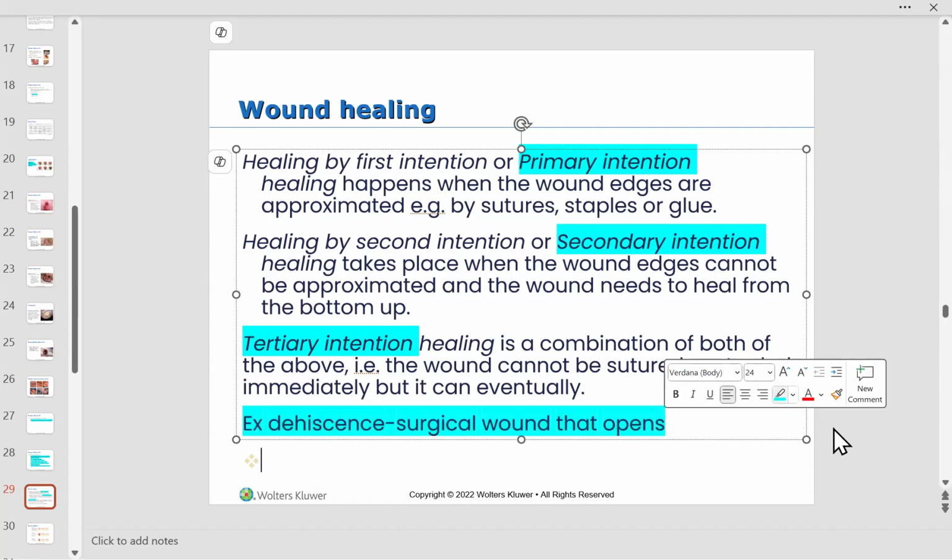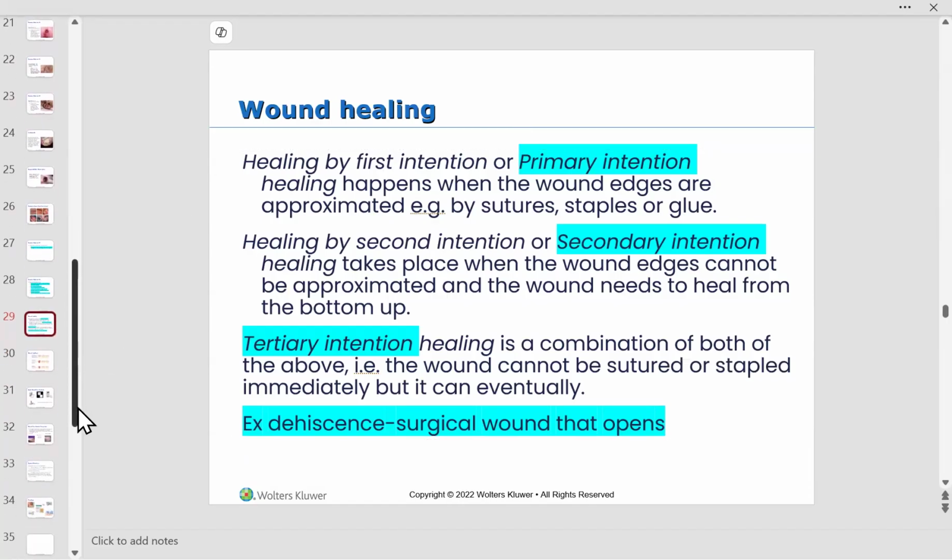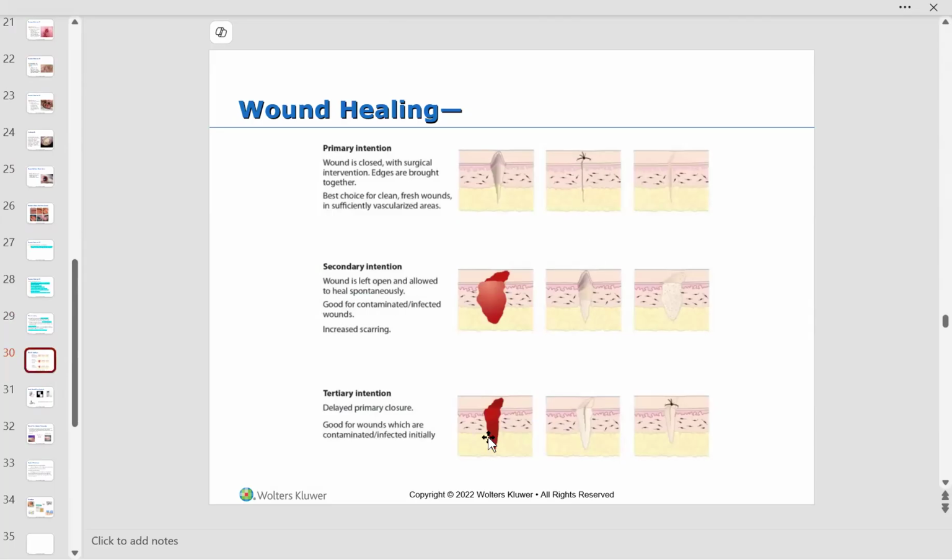So if that wound opens, we may not be able to suture it right away, but we will at some point be able to suture it. So we need to let it heal a little bit first. Usually we'll pack it so that it doesn't close up without the inside healing first. Okay, and here's just another example of primary intention.